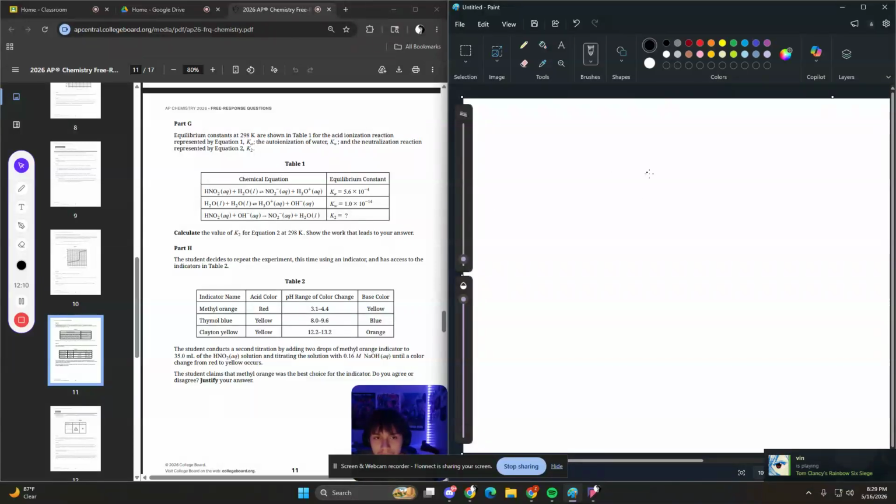Okay, part G. Equilibrium constants are shown in the table for the acid ionization reaction represented by equation 1 and equation 2, right? So we'll calculate the K2 for equation 2. So this is a combination of both equations that we're given the Ka and the Kw for. This is familiar, we already know this, but we have to make a sort of combination that would equal this equation. So if we look closely, HNO2, NO2, okay, this stays the same.